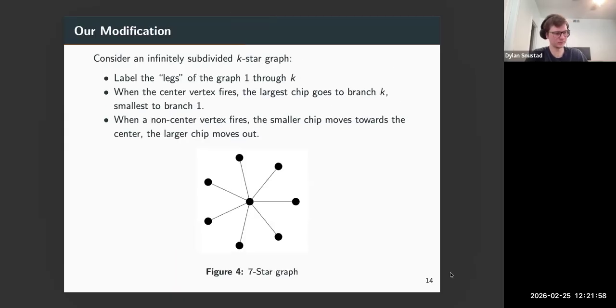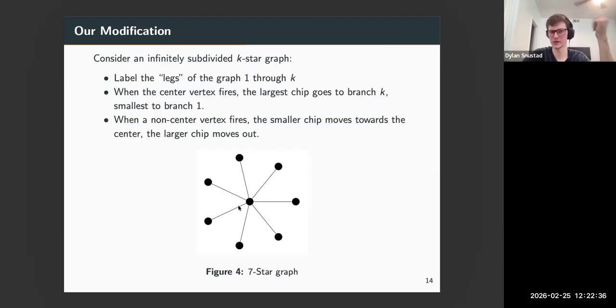So with that, I can get to what we were interested in. It really stemmed from these papers, where the idea was that we can only play this labeled chip firing game on two types of graphs so far, at least that I know of: the infinite path graph and this binary tree or k-ary tree case. So it'd be nice if you could generalize what's going on here in some nice way. And what we came up with was this k-star graph idea, specifically an infinitely subdivided k-star graph.